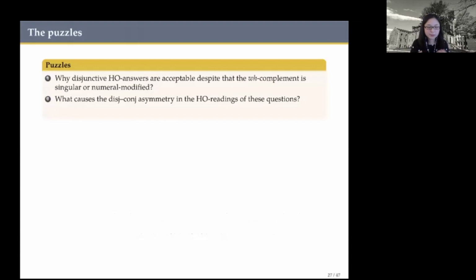So let's see the puzzles again. 1, why is a disjunctive higher order answer acceptable despite the double complement being singular or numeral modified? 2, what causes the disjunction conjunction asymmetry in higher order readings of these questions? There is a third question. How come the uniqueness inference can be local?